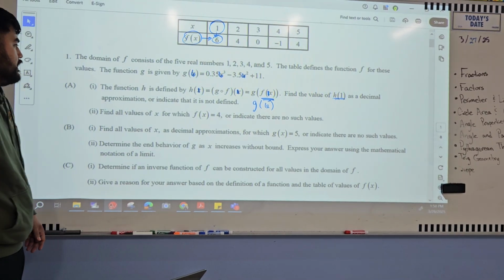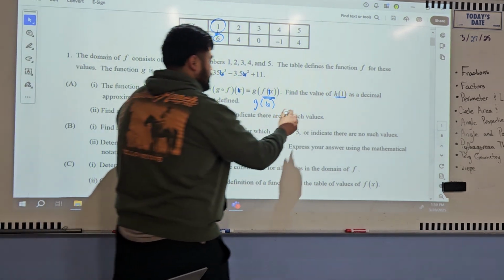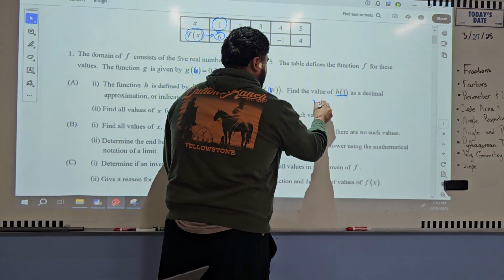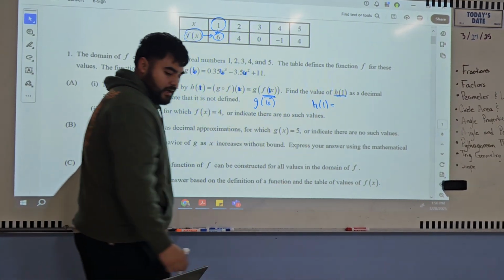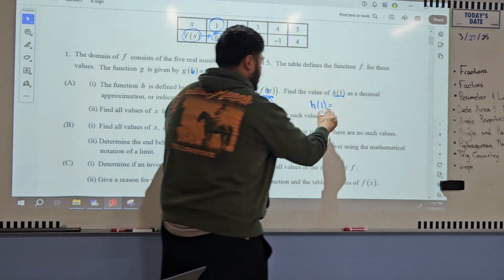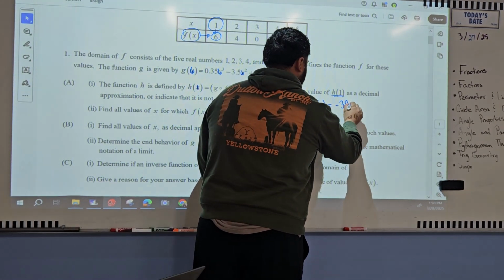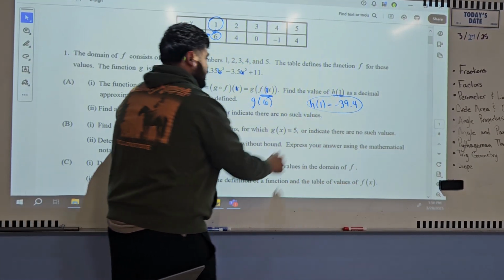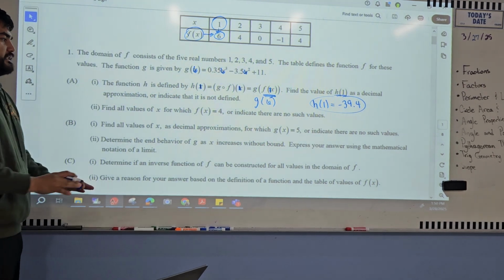So here, the answer would be h of 1 has a value of negative 39.4. Literally, it's that simple.